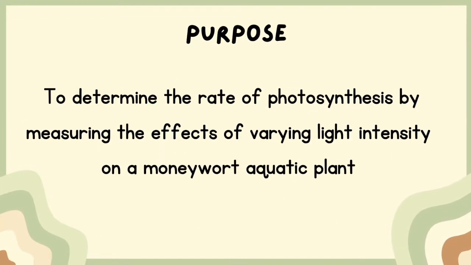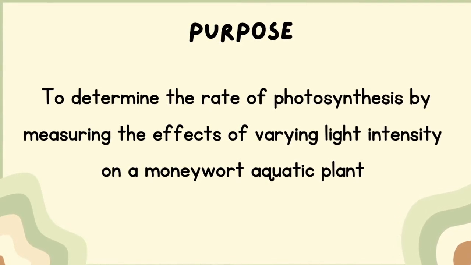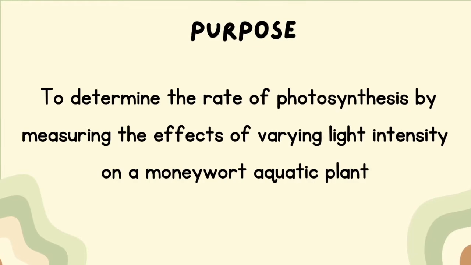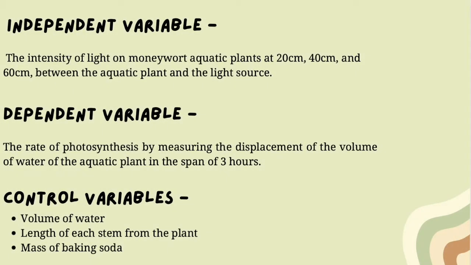The purpose of the photosynthesis light intensity lab was to determine the rate of photosynthesis by measuring the effects of varying light intensities on a moneywort aquatic plant. In this experiment, the independent variable was the intensity of light between the light source and the moneywort aquatic plant at 20 centimeters, 40 centimeters, and 60 centimeters.